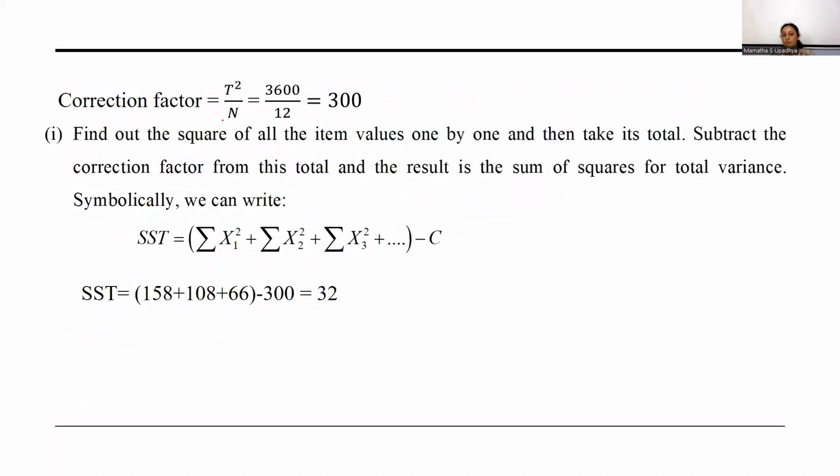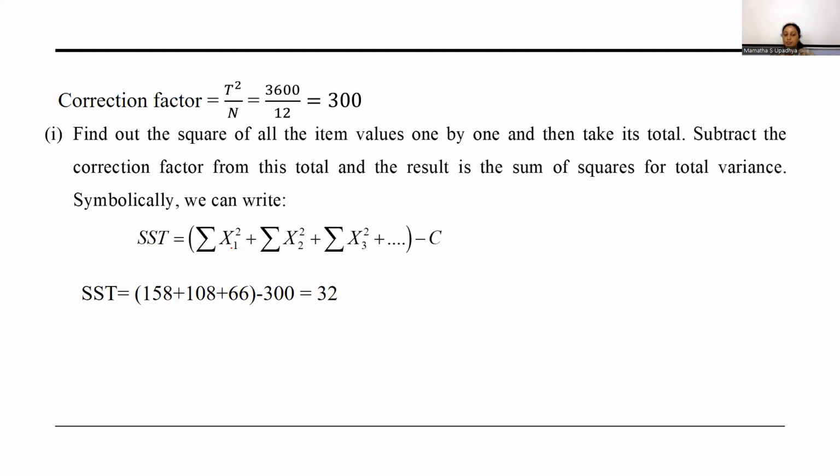So therefore, the value of n is equal to 12. So now 3600 divided by 12 is equal to 300. So the correction factor value is equal to 300. After this, find out SST, the total sum of squares.